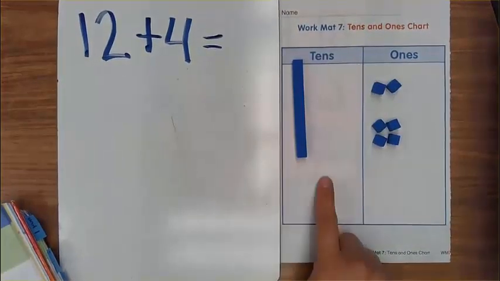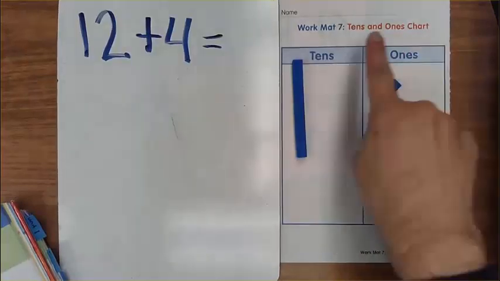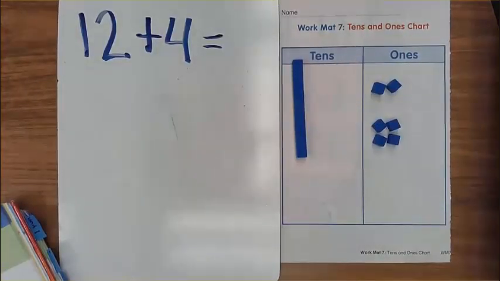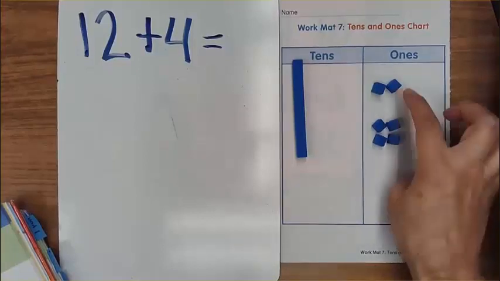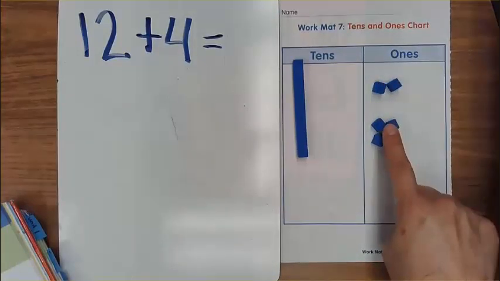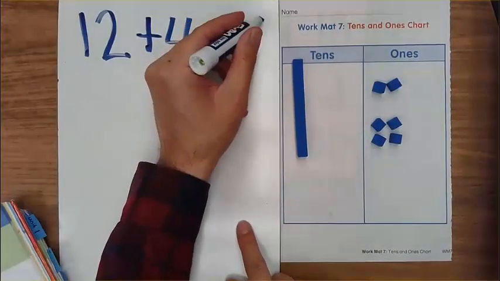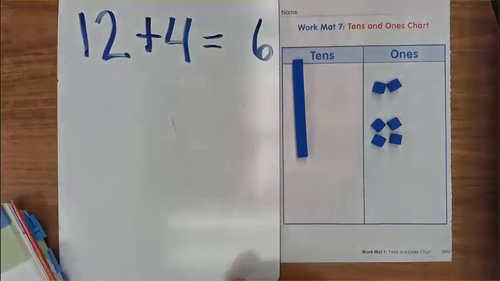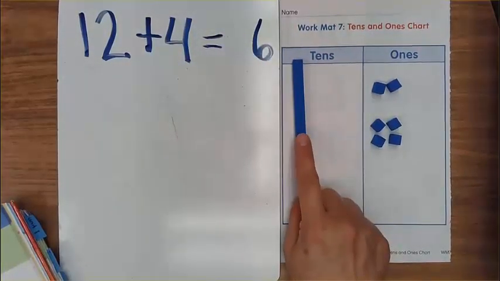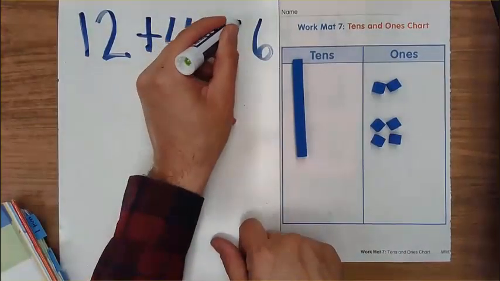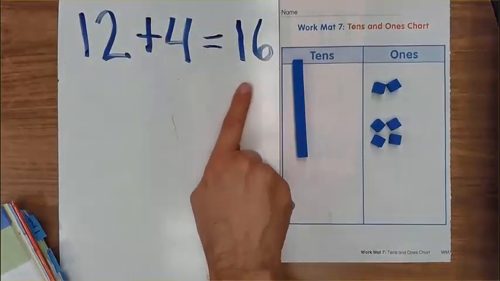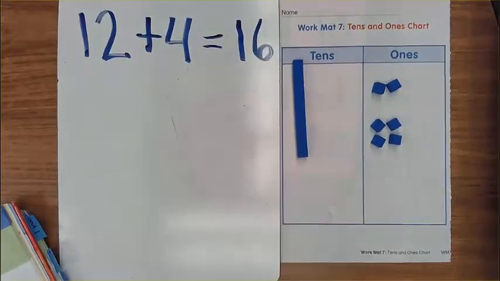So that's 12 plus 4. So how many blocks do I have all together? Well, let's see here. If I look at my ones, now I have 2 plus 4, that's 6 ones. So that's 6 ones. I'm going to put that right here. Okay, and then I only have 1 ten still, so it made 16. Okay, so I have 16 is the answer of 12 plus 4.